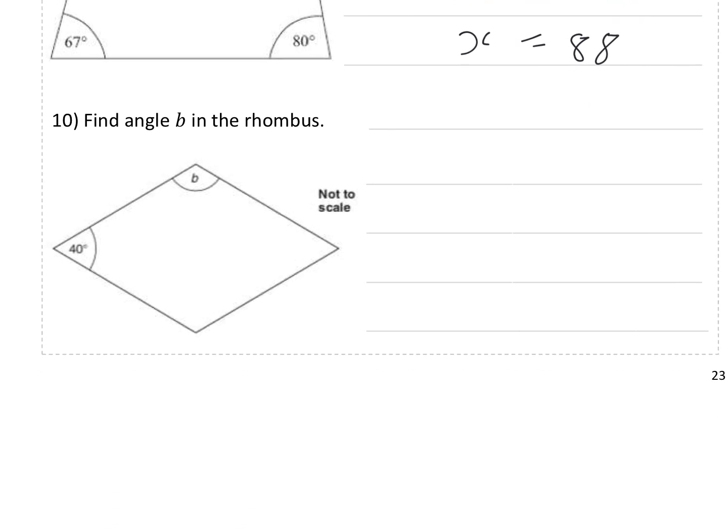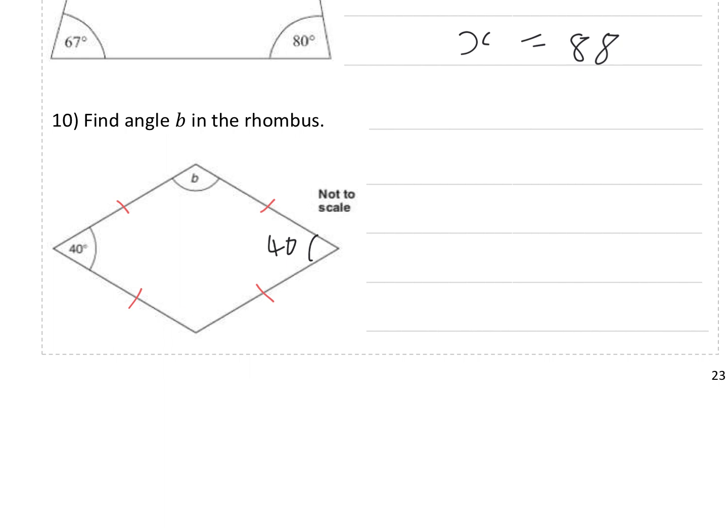Example 10. Find angle B in the rhombus. After this example, I'll go through more detail about properties of certain quadrilaterals. For a rhombus, we know the property that all four sides are the same length. It doesn't mean that all four angles are the same size. You can see here, this is acute, this is obtuse, but these two angles here are the same size. They're the two acute angles, so they'll both be 40.